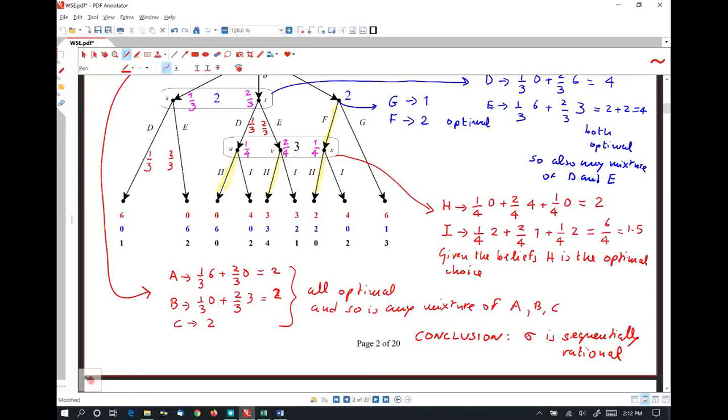So sequential rationality is a restriction we want the strategy profile to satisfy. And it's a restriction that makes use of the beliefs to check a property of the choices made in the strategy profile. So sequential rationality is: the choices actually made with positive probability are optimal given the beliefs at the information set where the choices are made.